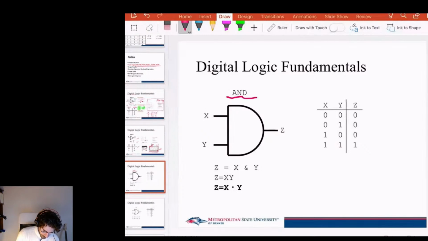So for this example, the logic symbol looks like this. If I have two input variables x and y, and both of them have to be satisfied, that means both of them have to be 1. And this way, that's the only way I can guarantee the output is 1.